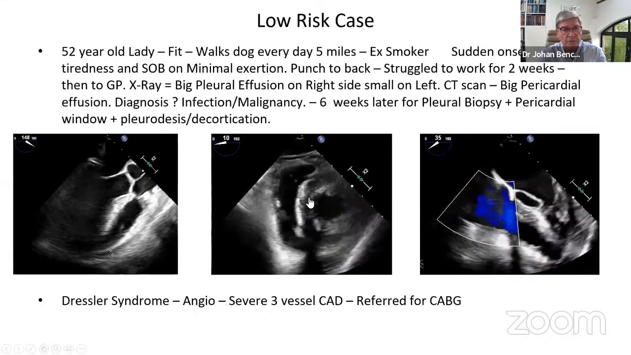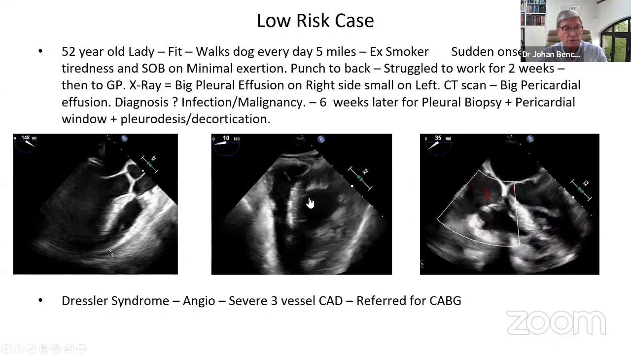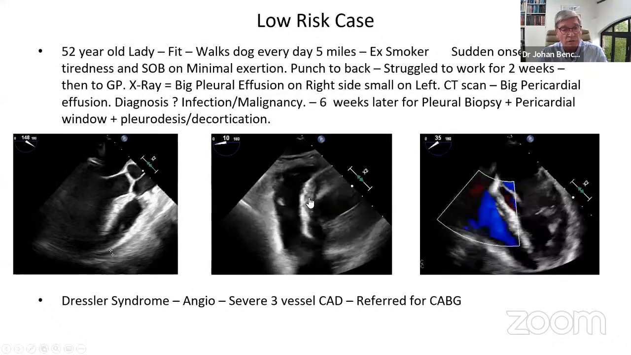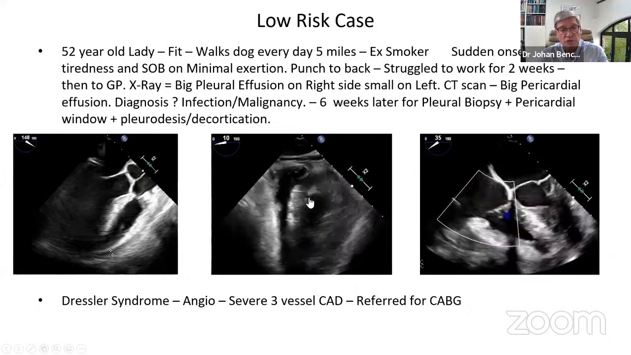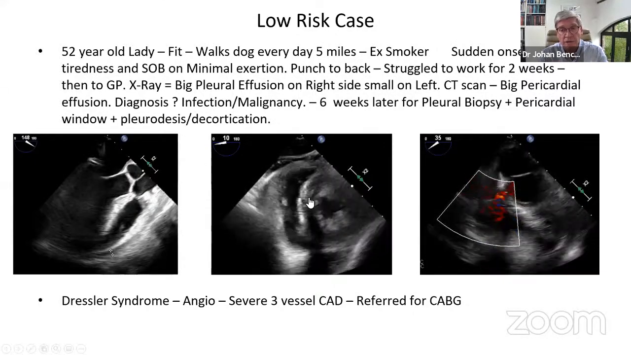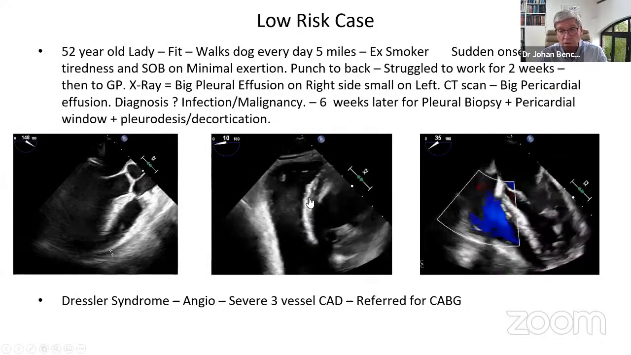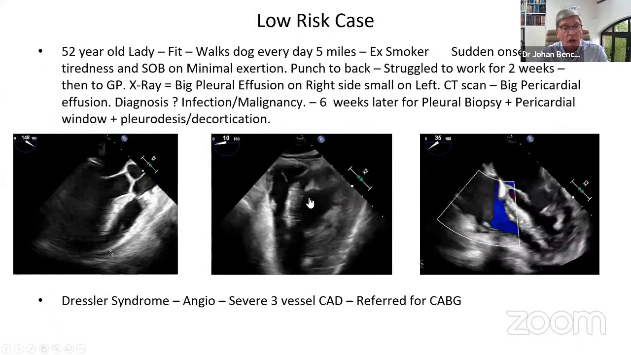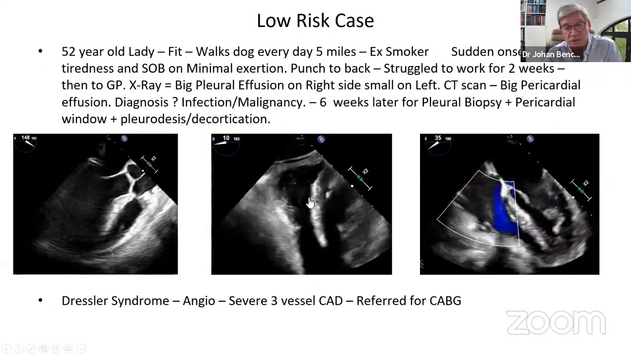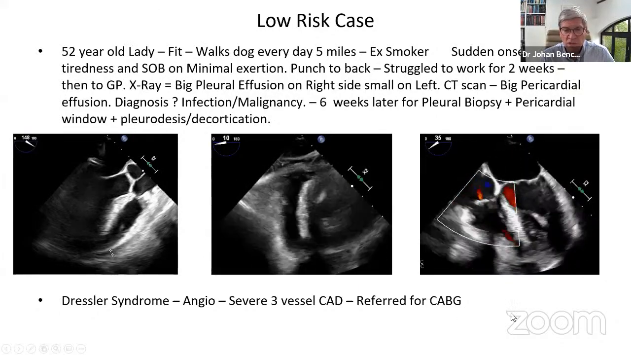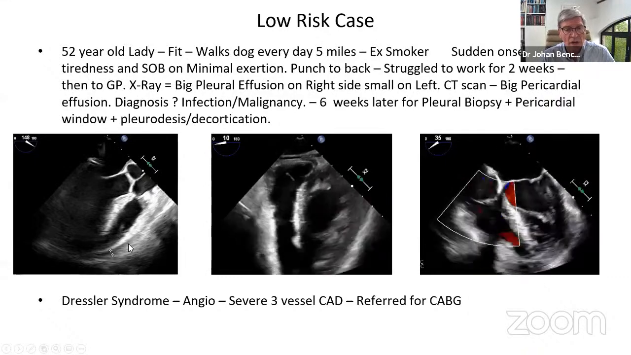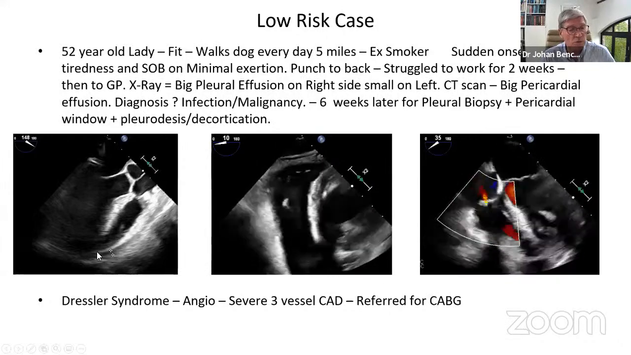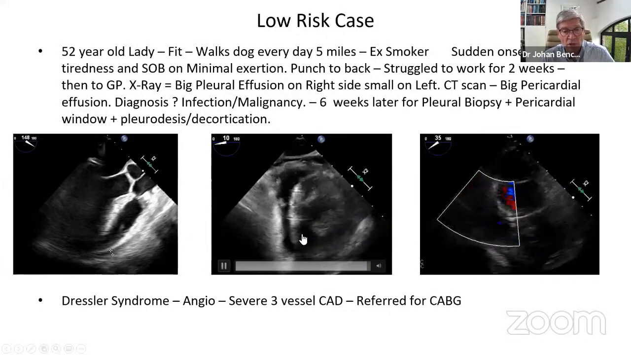She went for a CT scan, and they found a big pericardial effusion. So the diagnosis was made that she must have an infection, either a lung infection or malignancy, and she was brought to theatre so we could do a pleural biopsy and drain the pericardial effusion for her, and do pleurodesis or decortication if needed. I put in a transesophageal echo, as you do for this patient, just to see how big the pericardial effusion is. It wasn't very big, but I discovered this area of infarction.